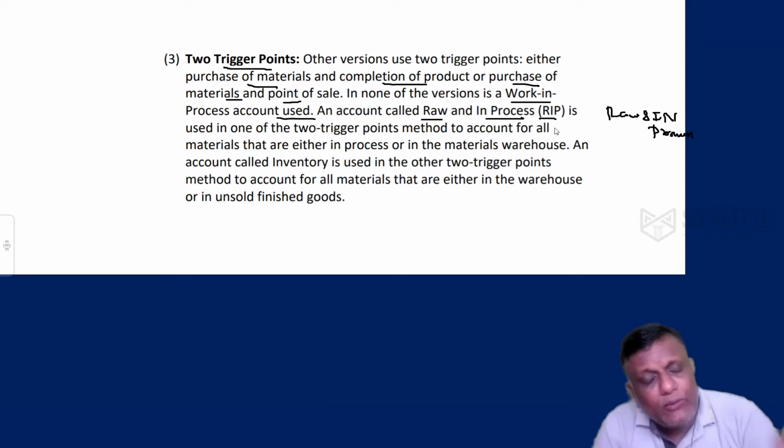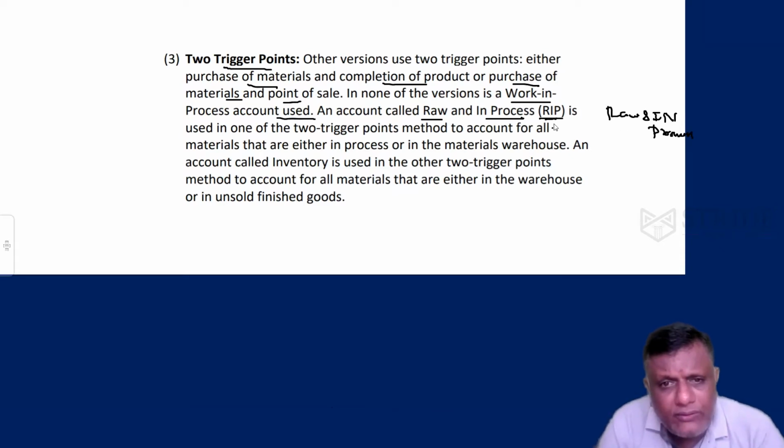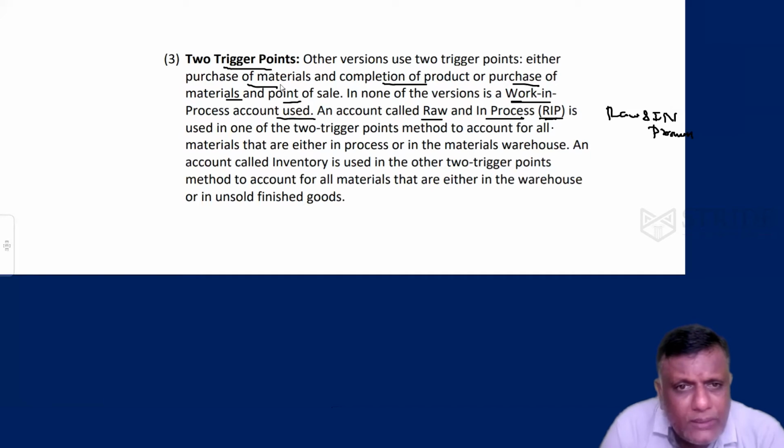Generally raw material and work in progress are two stages, correct? But here they are called combinedly raw in process. That's raw, now the process, then raw in process, then finished goods. There is no separate concept of work in progress. So two trigger points: purchase of material and completion of product, or purchase of material and point of sale. Either one of the two trigger point methods, you can make an entry.